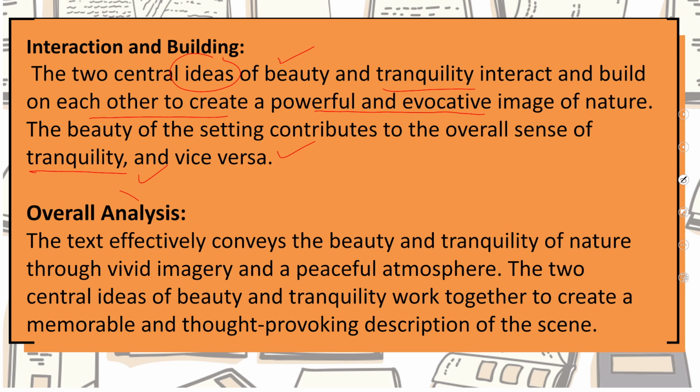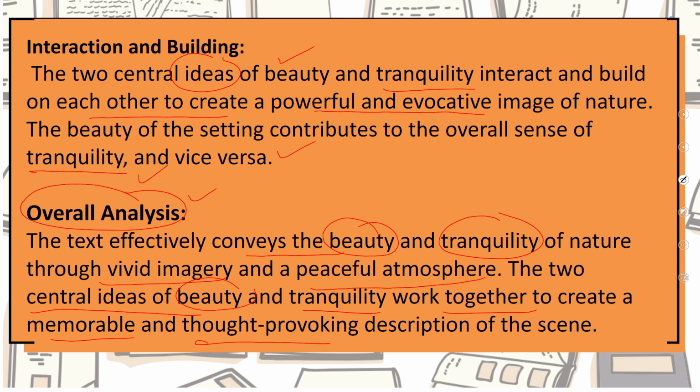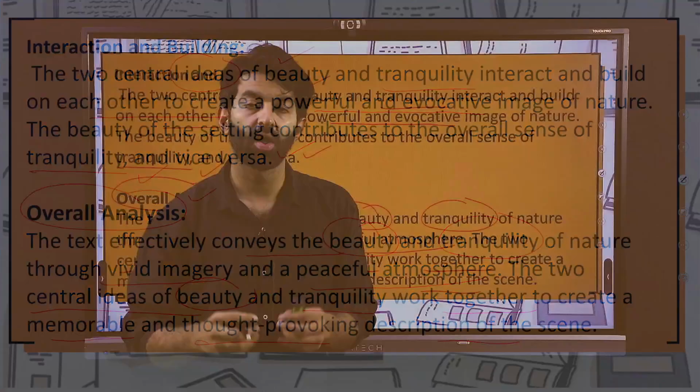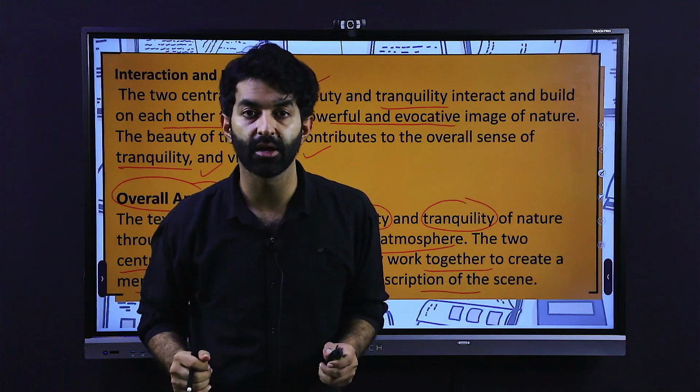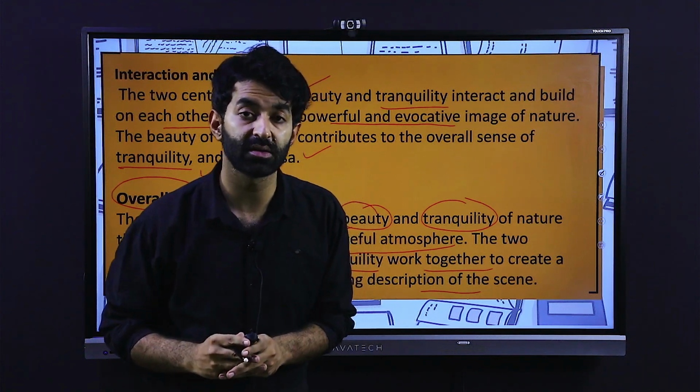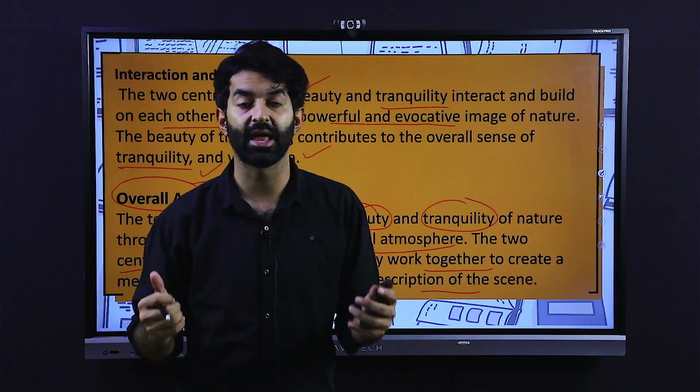Now let's do a very quick overall analysis. The text effectively conveys the beauty and tranquility of nature through vivid imagery and a peaceful atmosphere, also including the setting. The two central ideas of beauty and tranquility work together to create a memorable and thought-provoking description of the scene. And that's how we did this overall analysis, which is a little complex because we are dealing with two central ideas. So students, I hope that you have read the exemplary text with me and this analysis as well.